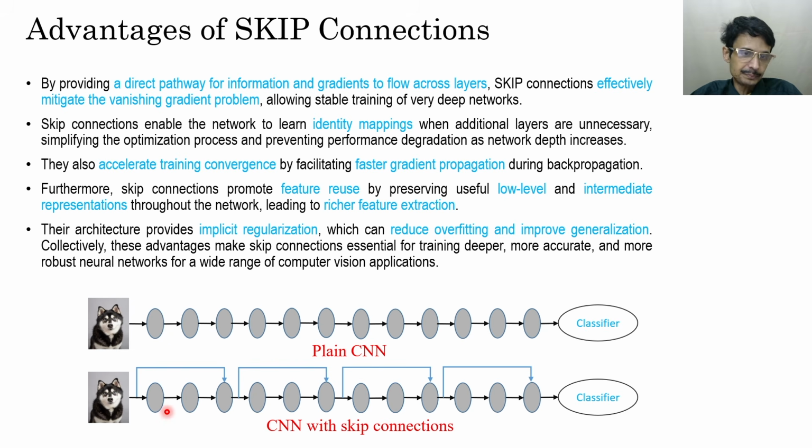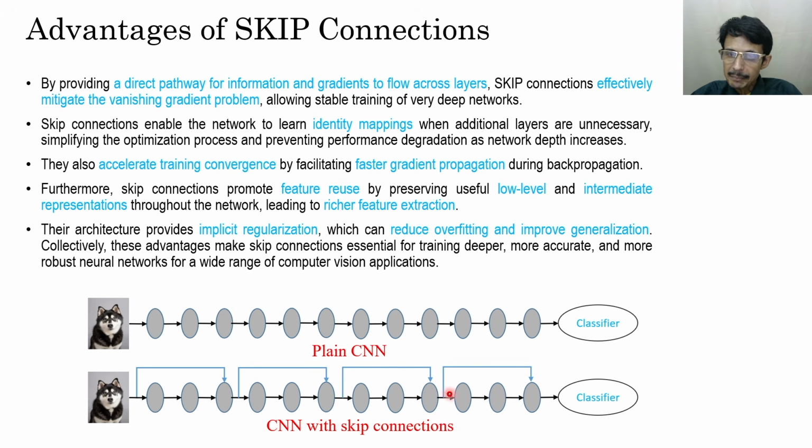Now here is another thing: identity mappings. Identity mappings mean what? We get the input here, and that is the same input there. So essentially this kind of connection enables networks to learn these identity mappings. If these layers are not that important, then this will just be the identity. So when additional layers are unnecessary, it simplifies the optimization process and prevents performance degradation as network depth increases. That is a very important concept.